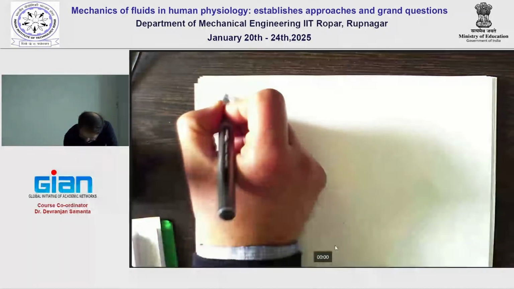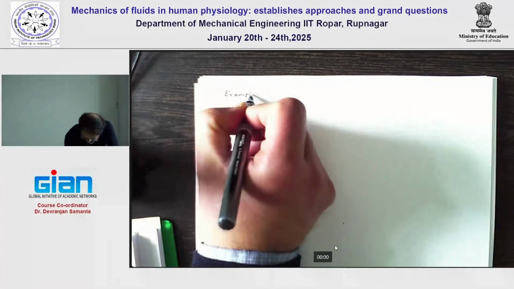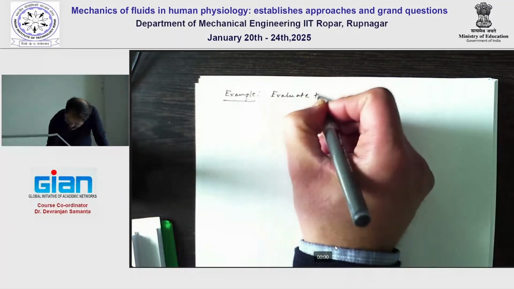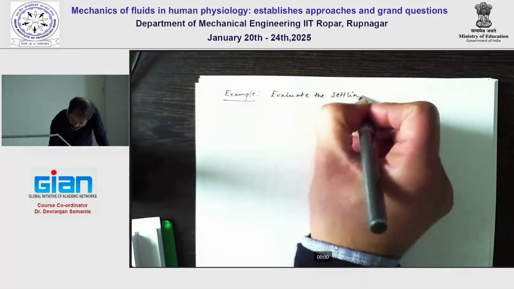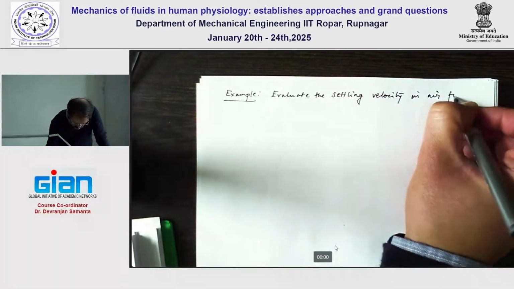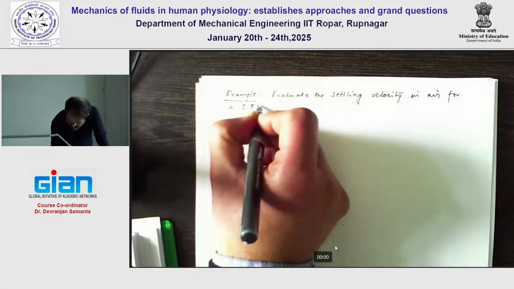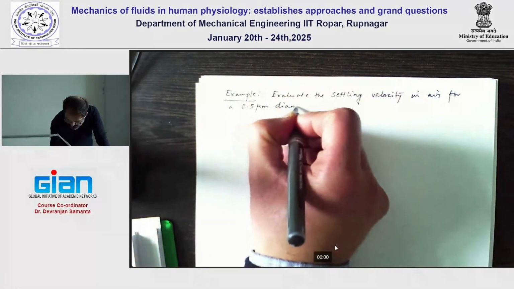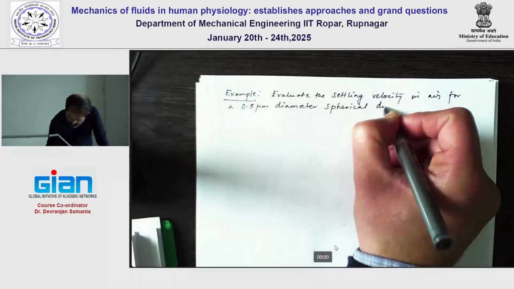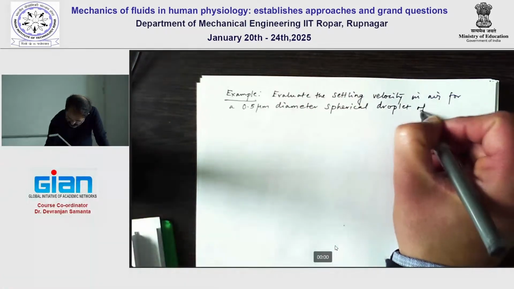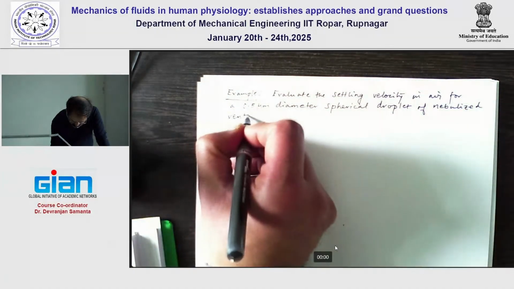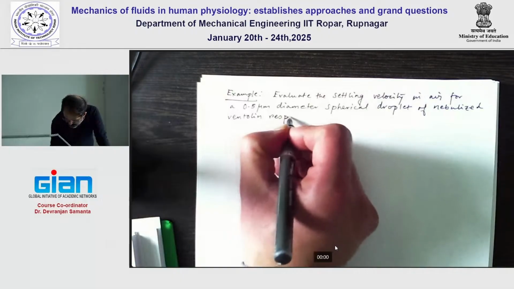Okay, so evaluate the settling velocity in air for a 0.5 micrometer diameter spherical droplet of nebulized Ventolin respiratory solution.